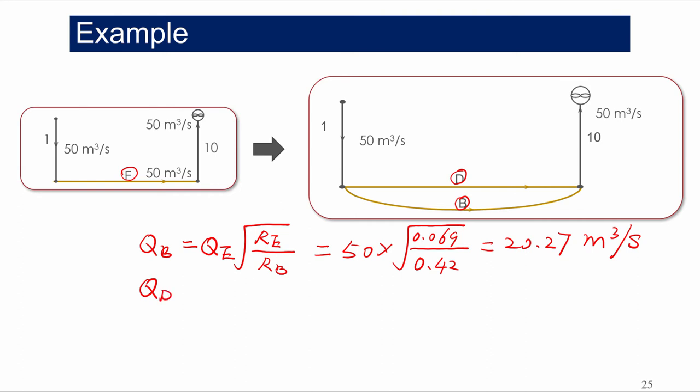QD can be calculated the same way, equals QE times square root of RE divided by RD. If you do the calculation, it comes out to be 29.73 cubic meters per second. Or you can use Kirchhoff's first law.